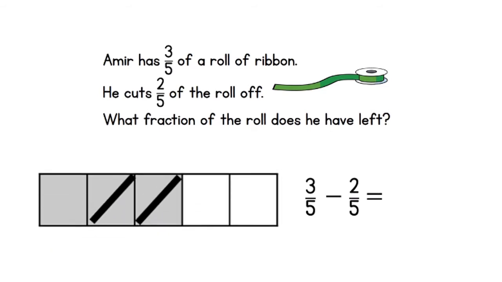So here is your fractions image. Here is 3/5 shaded in, and we have removed 2/5, leaving us with 1/5, and we know that 3 subtract 2 equals 1. So when the denominator is the same in either adding or subtracting fractions, it is as simple as adding or subtracting the numerators. So 3 subtract 2 equals 1. So Amir is left with 1/5 of his roll of ribbon.